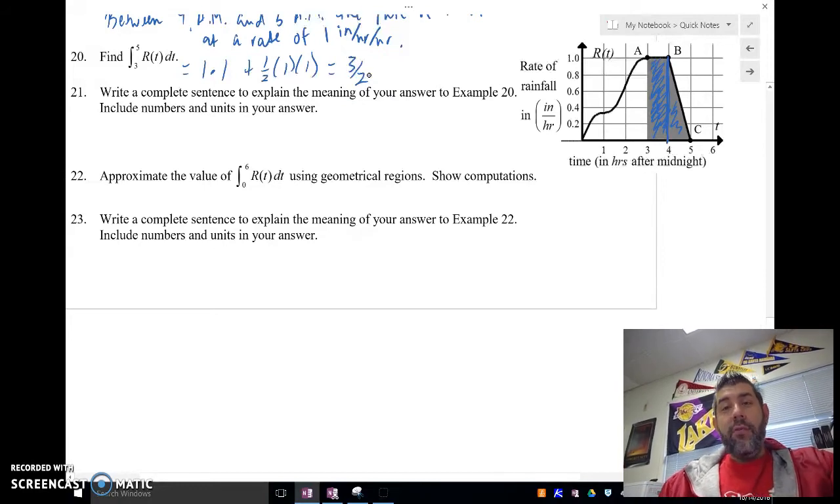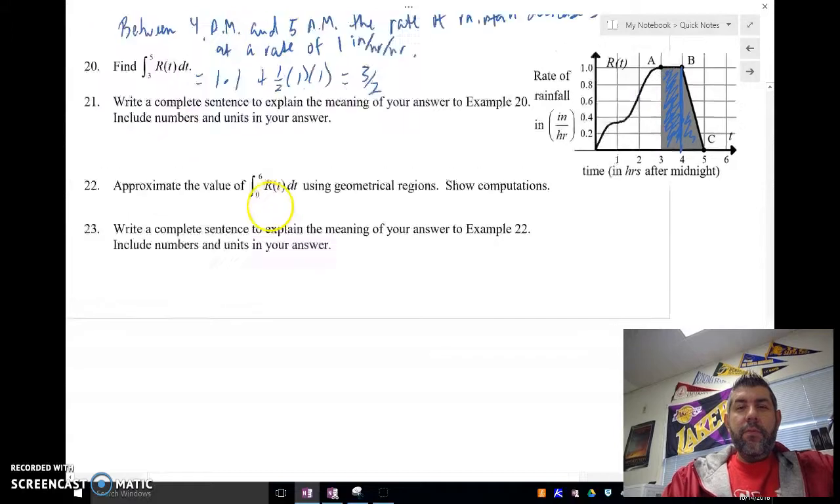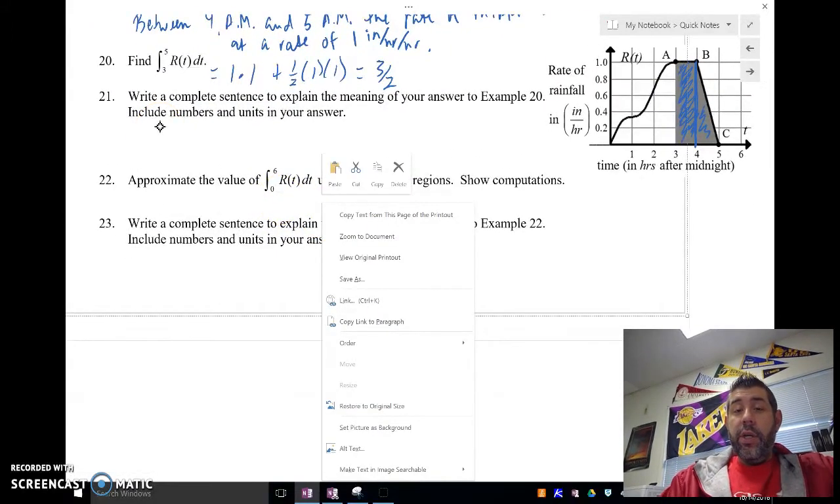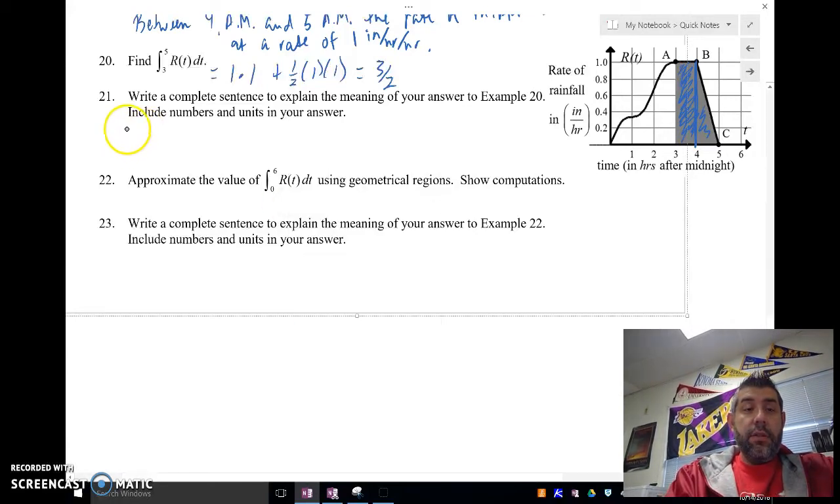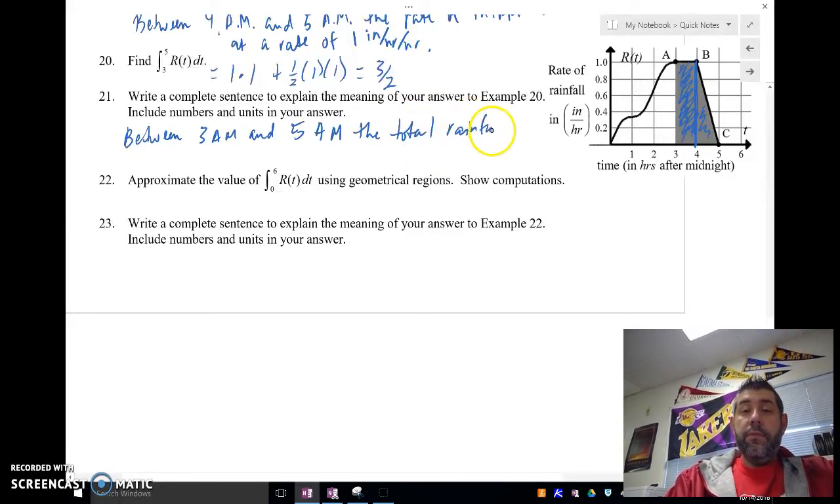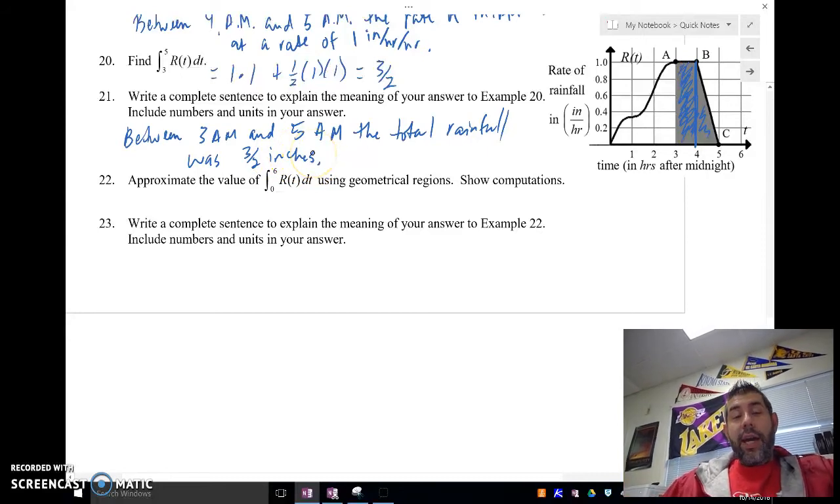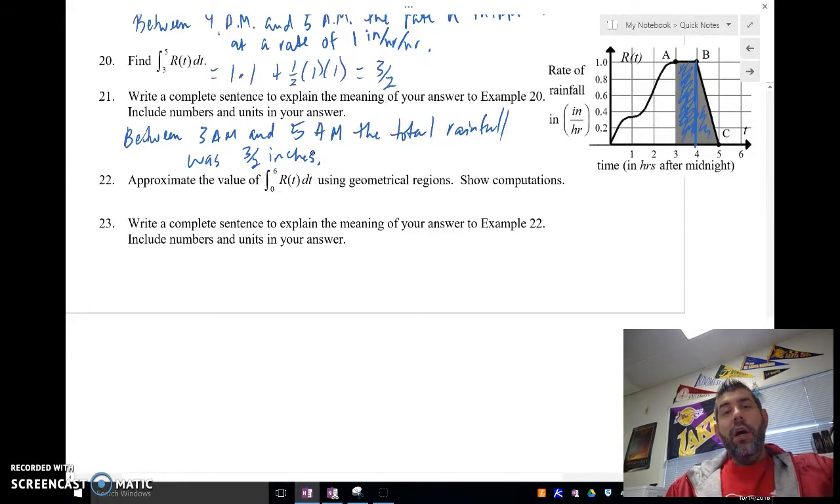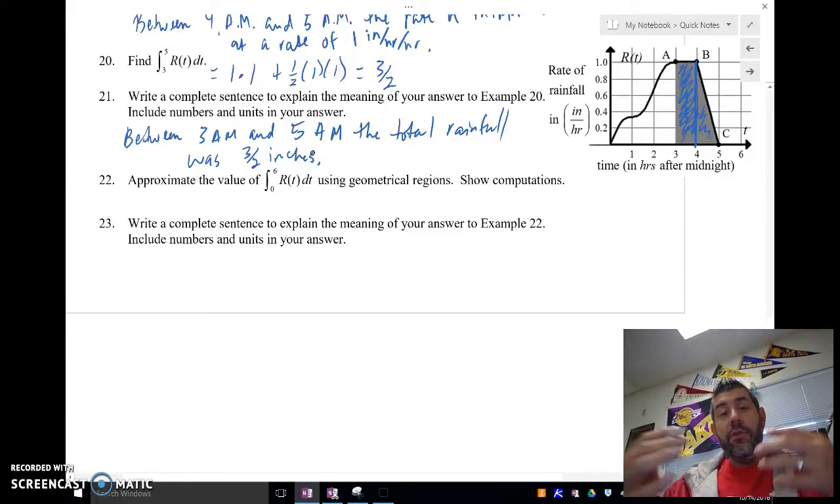Well, remember that this was the rate graph, right? So if we're finding the integral of rate, then we're just finding the rainfall. So between 3 a.m. and 5 a.m., the total rainfall was 3/2 inches. So we had 3 halves or 1.5 inches of total rainfall between 3 a.m. and 5 a.m. Whenever we take the integral of a rate function, we're finding the accumulated amount of stuff. So it goes back to our accumulation.